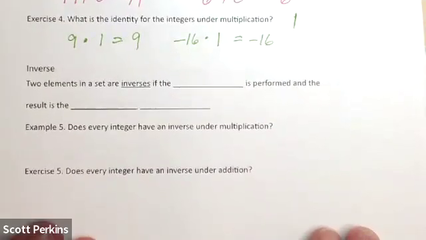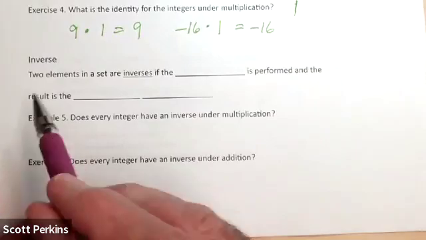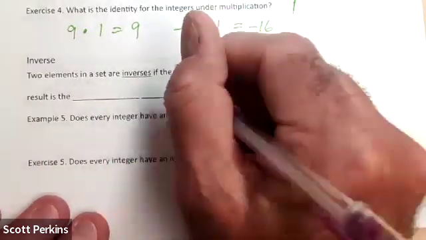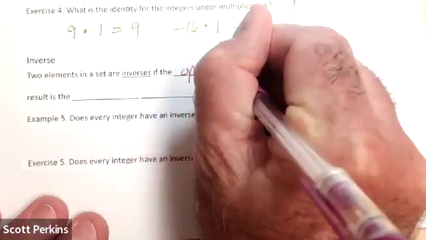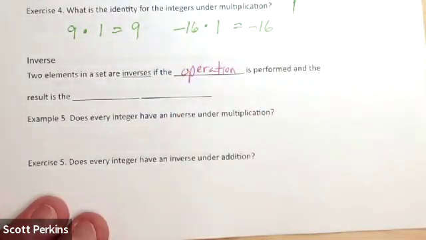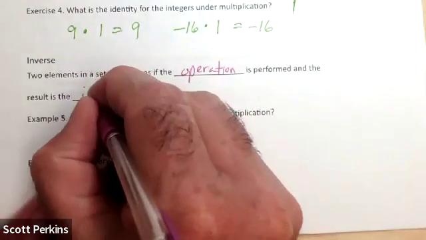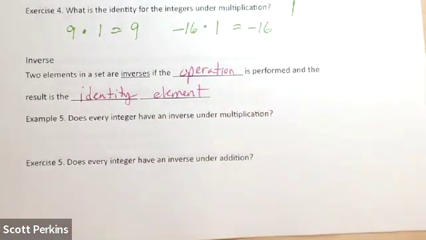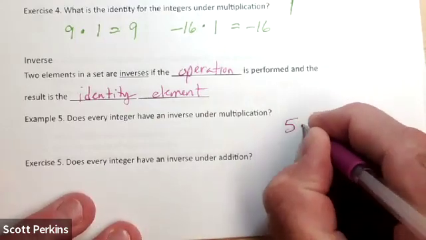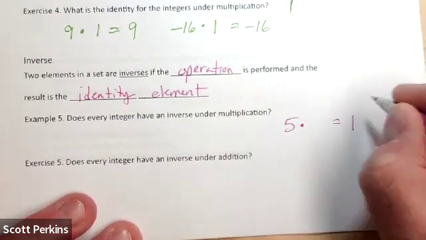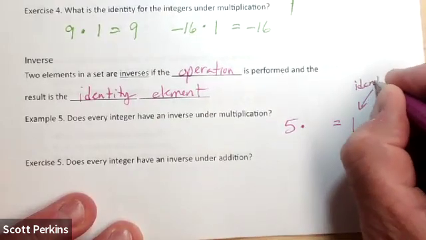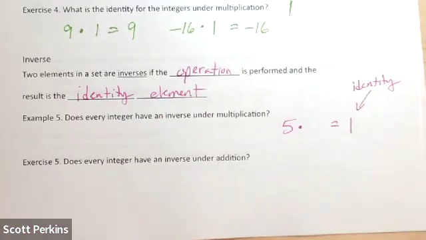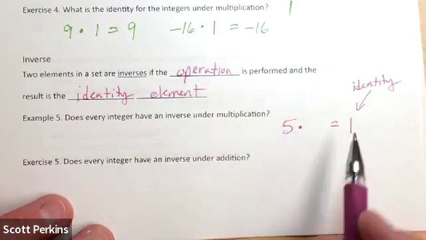Okay, the last of the properties, the inverse properties. Two elements in a set are inverses if the operation is performed and the result is the identity element. Does every integer have an inverse under multiplication? Well, here's a question for you. 5 times what would give you 1? That's the identity. Excuse me, 5 times what would give you 1?